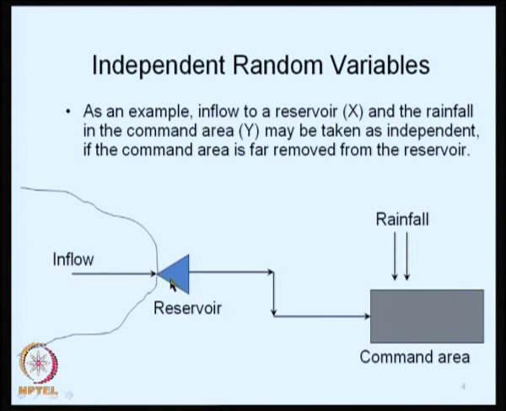the reservoir here. Now, if however, the rainfall here and the rainfall here are governed by the same processes and they are in the same hydrologic region, then we cannot assume the rainfall and the inflow here as independent. So, there must be a case for you to consider the inflow here and the rainfall here as two independent random variables based on whether or not they belong to different hydrologic regimes, and only then will you be able to take them as independent variables.